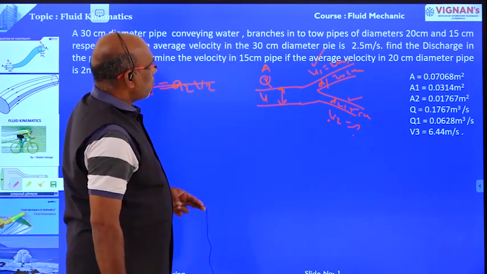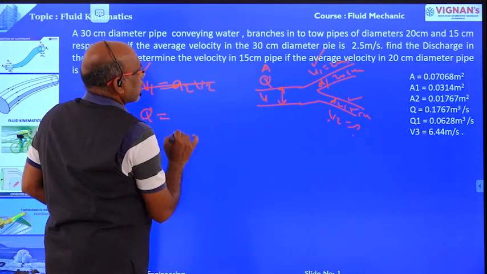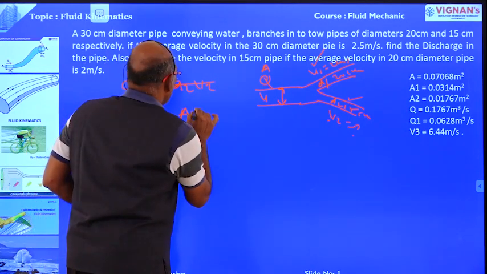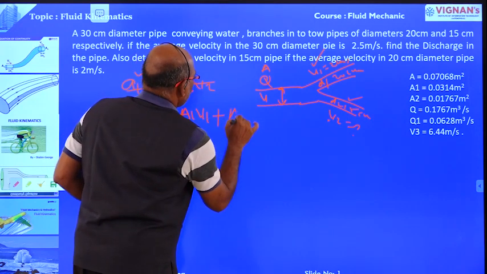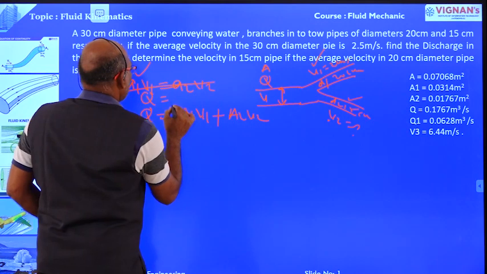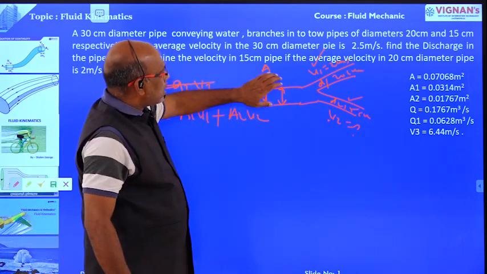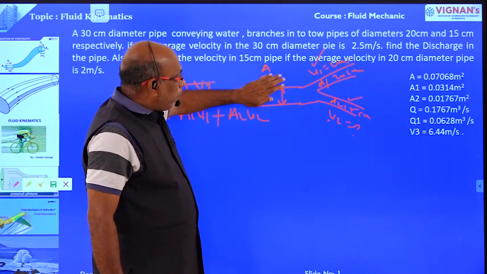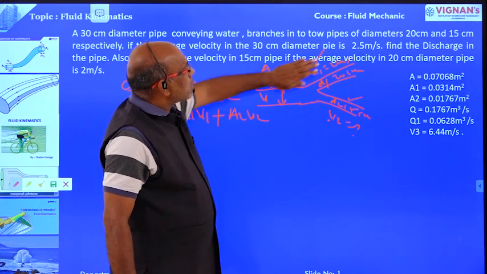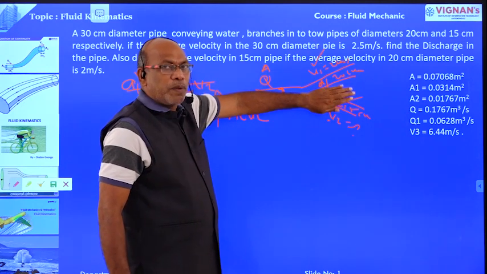Now we are going to use the formula Q is equal to A1 V1 plus A2 V2, or Q is equal to Q1 plus Q2. That means the discharge from the main pipe is equal to the discharge in branch pipe 1 plus the discharge in branch pipe 2.